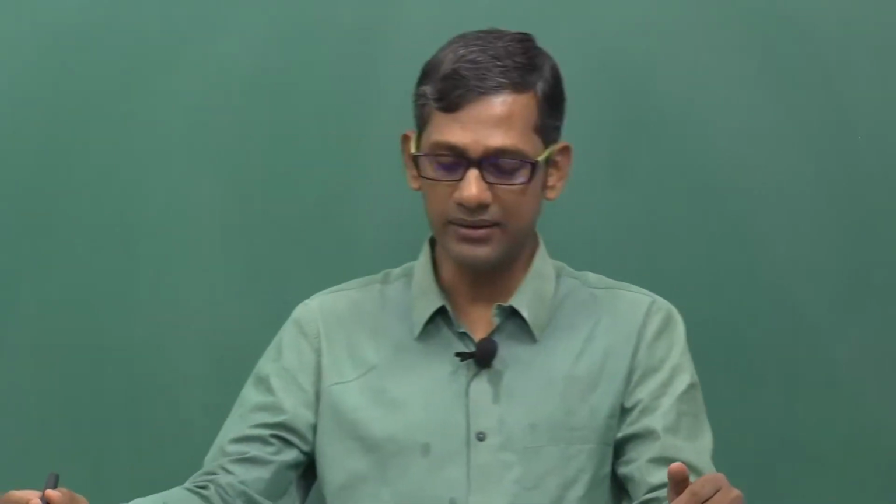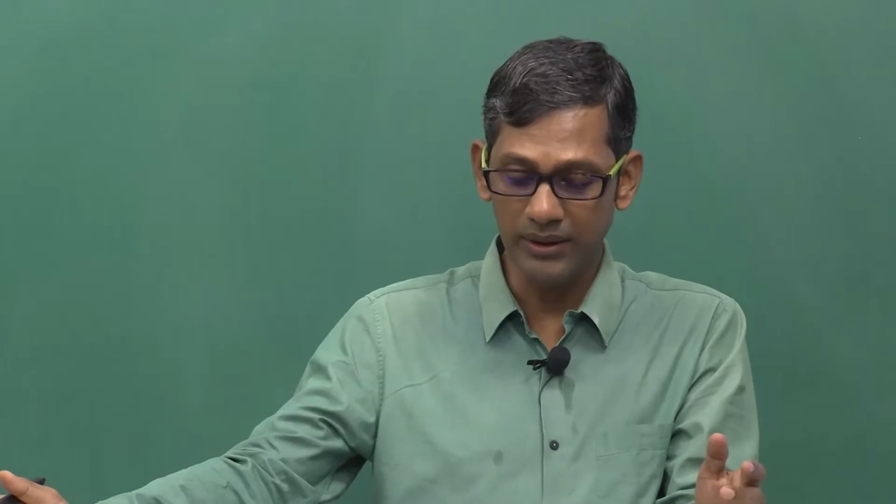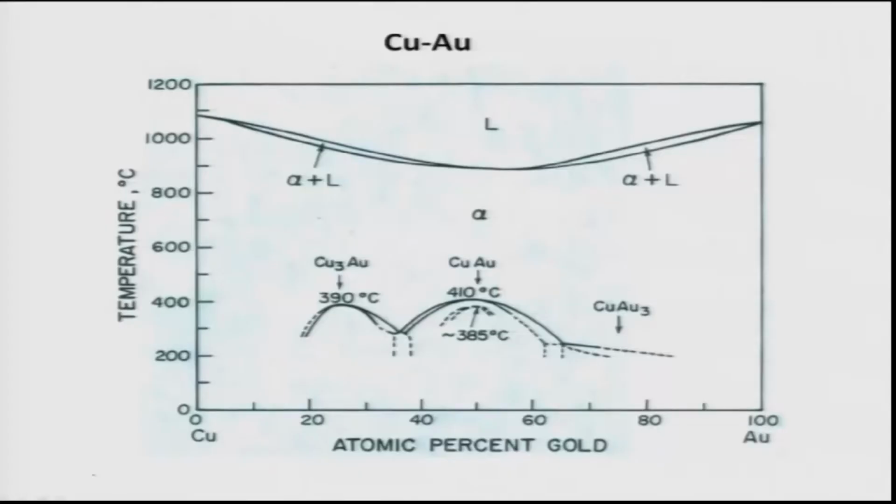Copper and gold phase diagram is a very classic phase diagram in the sense that at high temperature it shows a complete solid solubility, liquid solubility and solid solubility both, with an isomorphous type of phase diagram. As you can see over here, liquid goes to alpha, and this is very typical of copper-gold, copper-silver phase diagrams. But what happens at lower temperature is very interesting.